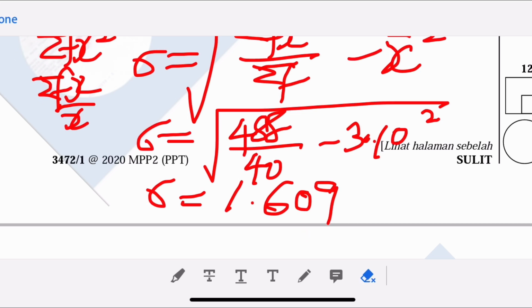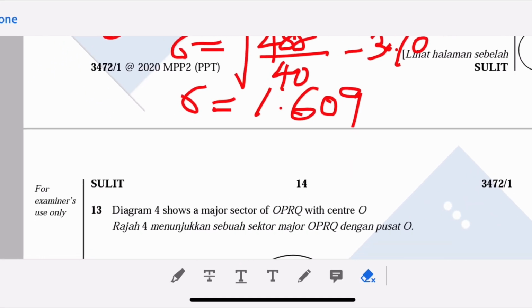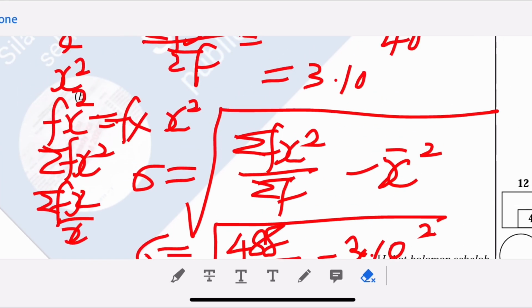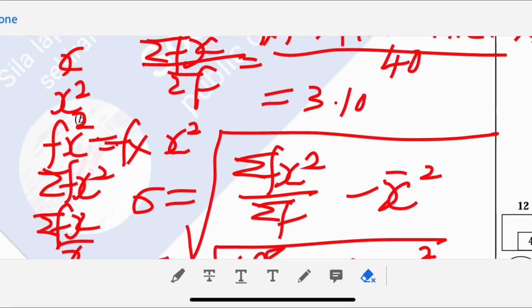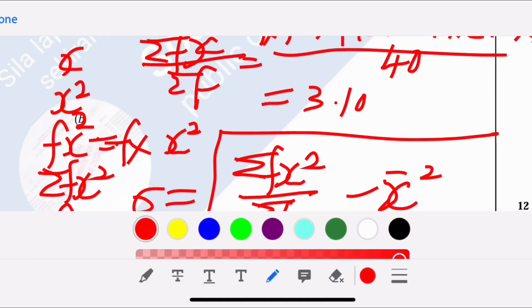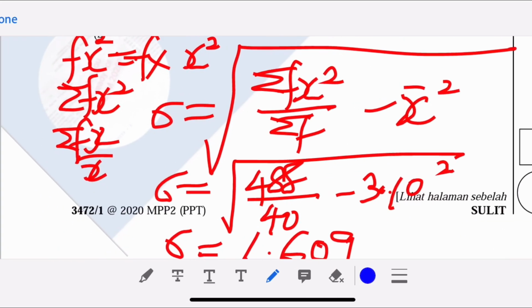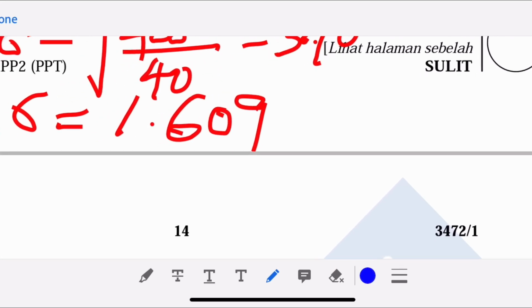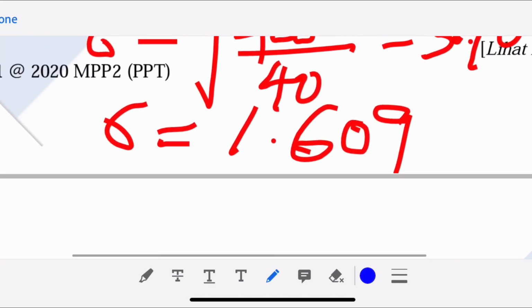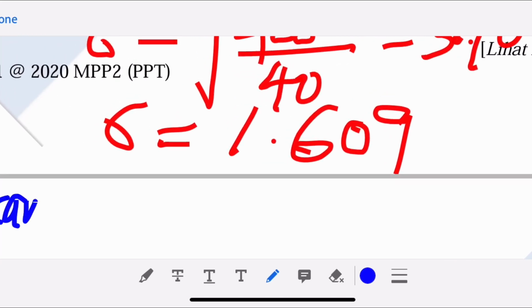Without square root, that is called variance. So after you square root, that is called standard deviation, and the answer must be in 4 significant figure. So it's 1.609. So for statistics, you must do fast and accurate. Fast and accurate. So you need to practice more until you can get the answer fast and accurate.